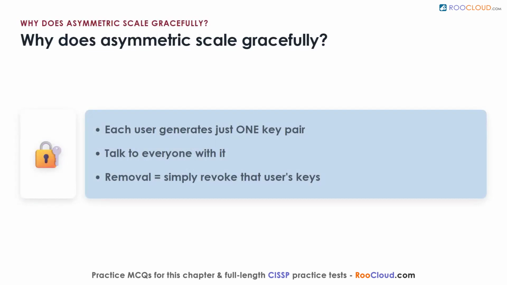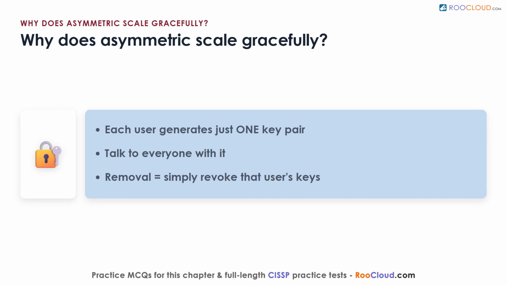Why does asymmetric encryption scale so gracefully? Because adding a person costs almost nothing. Recall the pain point of symmetric systems, where every unique pair needs its own key, so the count explodes as the group grows. Asymmetric flips that.